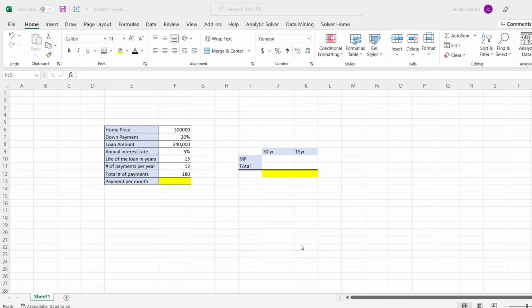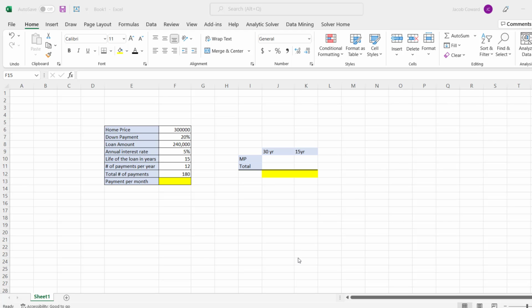Welcome back. Today we're going to go over how to calculate a mortgage payment in Excel. Maybe you're a realtor trying to do some math for your clients, or maybe you're a first-time home buyer, or maybe you're a seasoned home buyer, wherever you're at in life. This should make your life just a little bit simpler.